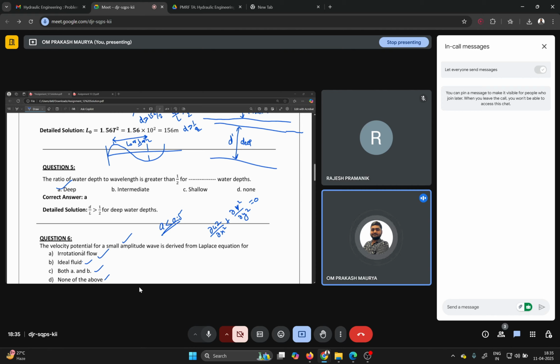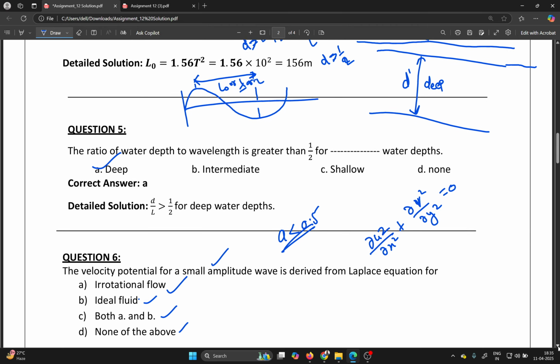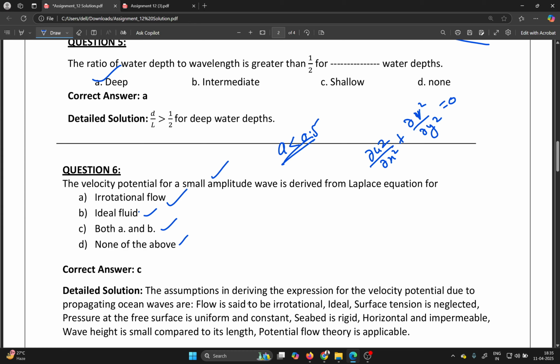Okay, let me just show you the answer for question number 6. So here actually you can derive for both, that is your ideal fluid as well as your rotational fluid. Remember please. So option C will be correct. So some description is given here.